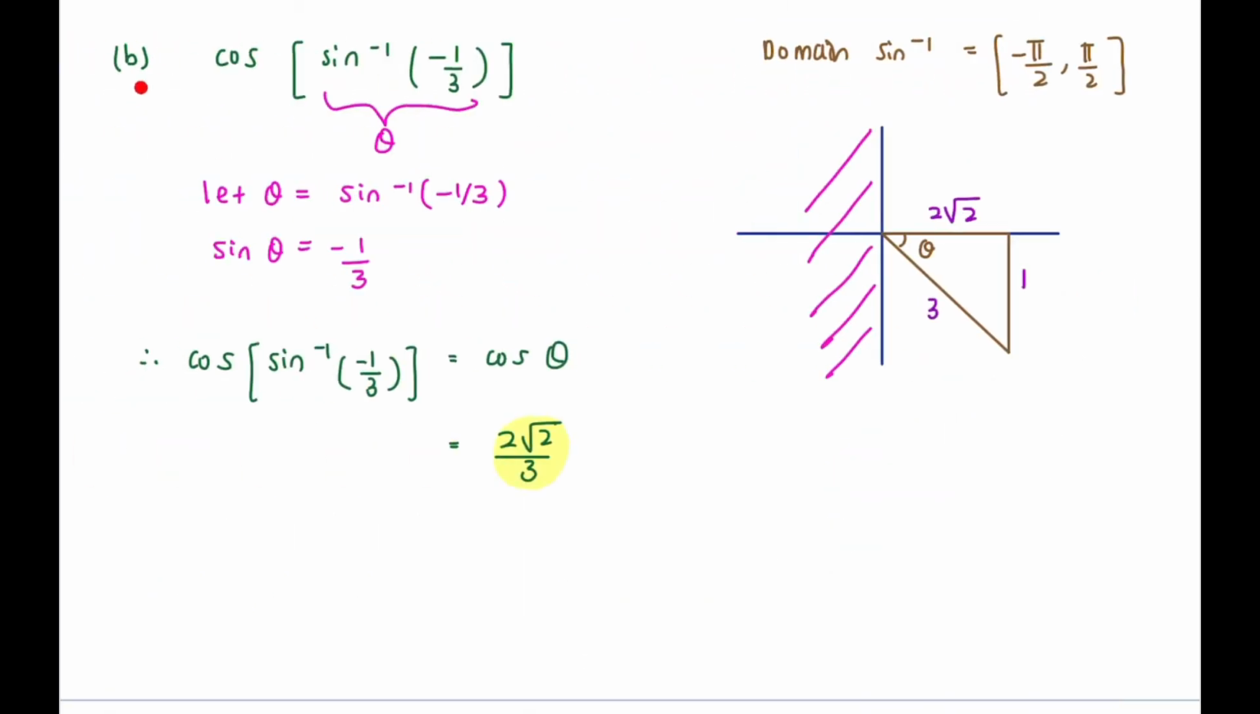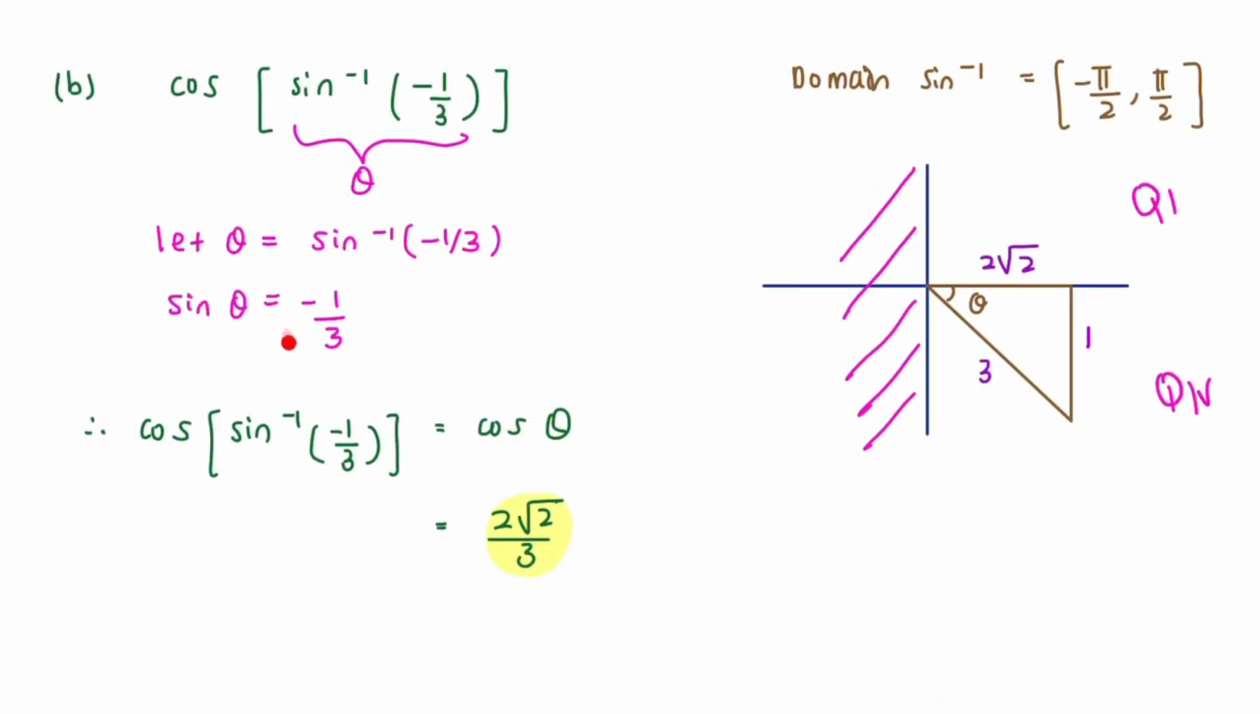Now let's move on to question B. Cos compose inverse sine negative 1 over 3. So again, let's rewrite this as theta. So let theta be inverse sine minus 1 over 3. Change to sine. Sine theta is minus 1 over 3. So let's see, the domain for sine must be between minus pi over 2 and pi over 2, which is you must be in quadrant 1 or quadrant 4. Now let's see here, the value of sine is negative. So when it is negative, confirm you are now residing in quadrant 4.